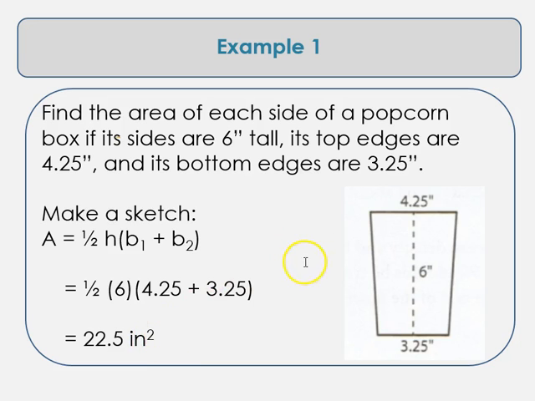Just a hint on this formula, if you sometimes get confused between this one and the next one we're going to learn: in the trapezoid formula, without the h, you actually have the formula for an average. So what you're actually doing is adding the two bases, dividing them by 2, and then multiplying by the height.